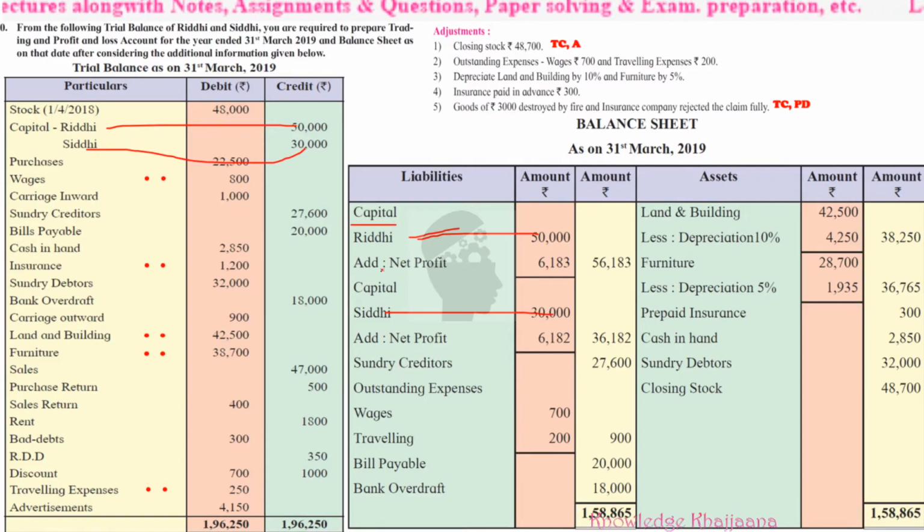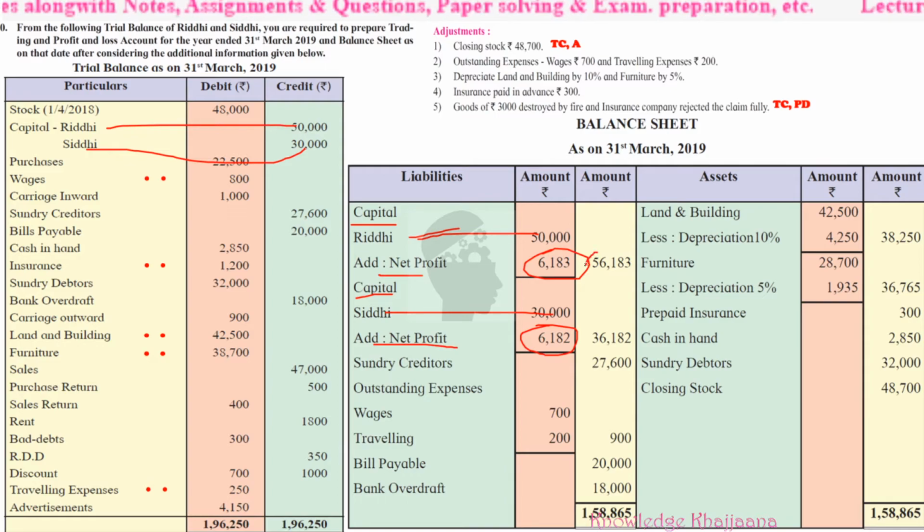This is capital amount. Okay, now apart from that we will add their net profits to them. Okay, so add net profit of Riddhi rupees 6,183 and add net profit of Siddhi rupees 6,182. Okay, so the total amount of their capitals by fluctuating capital method is rupees 56,183 for Riddhi and rupees 36,182 for Siddhi. Okay, this first work we have completed. Okay, now let's move to the other items.